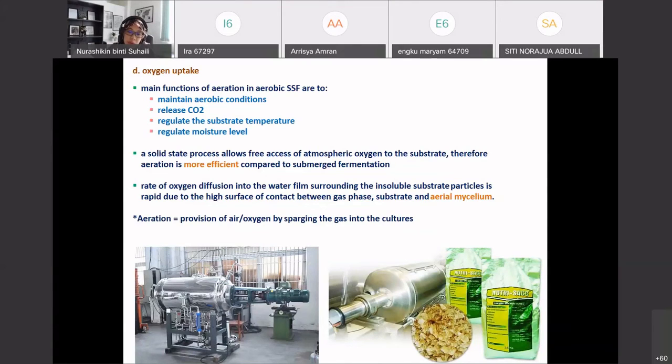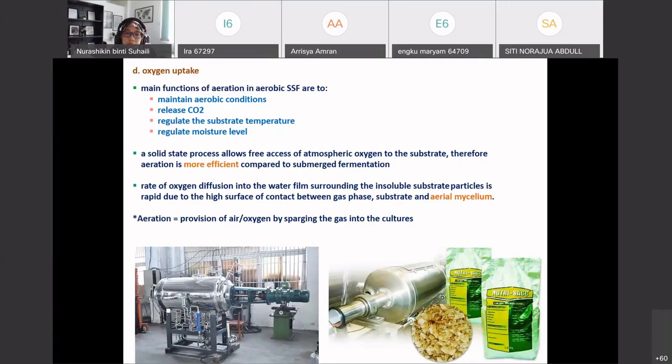for example the tray or whatsoever platform, the rotating drum maybe, it has certain inlets whereby the inlets are connected to the oxygen or the air. So that is how the aeration can happen. Aeration is the provision of air or oxygen by sparging the gas into the cultures. The gas is either pure oxygen or air. You provide it into the reactor, and that's how the aeration can happen inside.